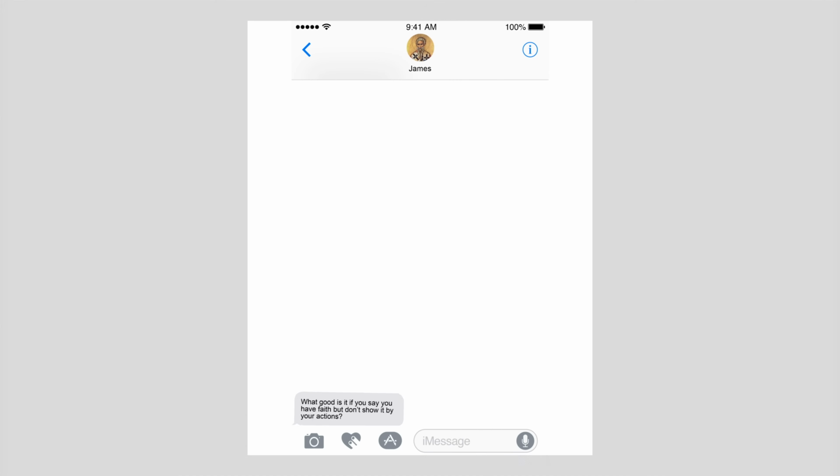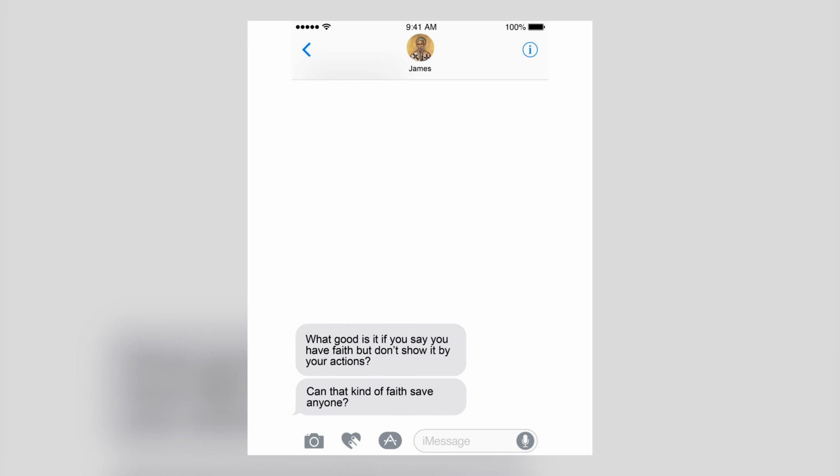This next one's one of my favorites. Here we've done it inside of the actual iMessage interface. You have a text message from James, the author of the book of James. And he's sending you message by message, a passage of scripture.